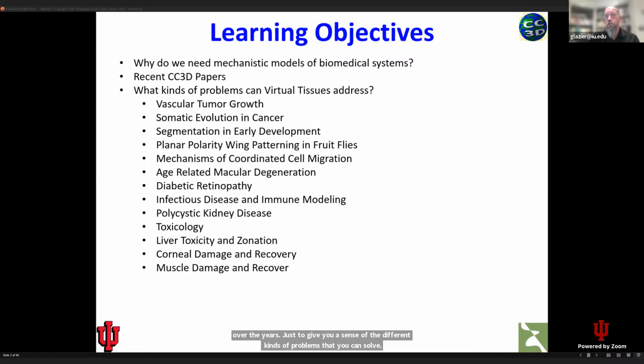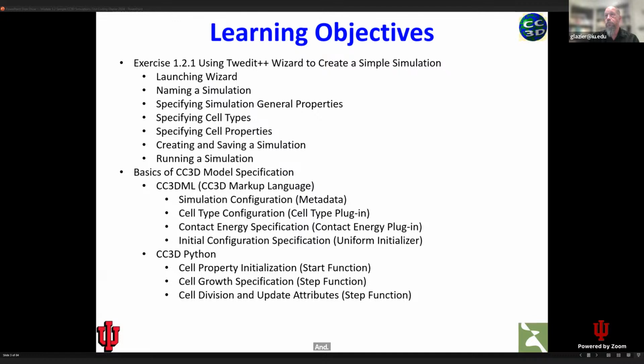Those could be cancer simulations, developmental biology simulations, vascular simulations, and toxicological simulations. And then in the second half, we're going to use Twedit and Wizard to build a very simple simulation. And then we're going to discuss how to use that Wizard to create a simulation.